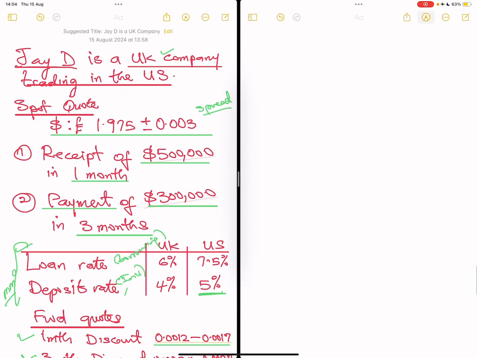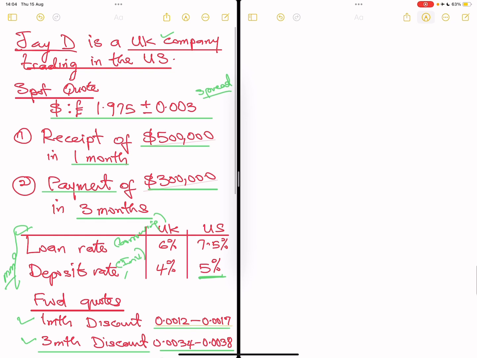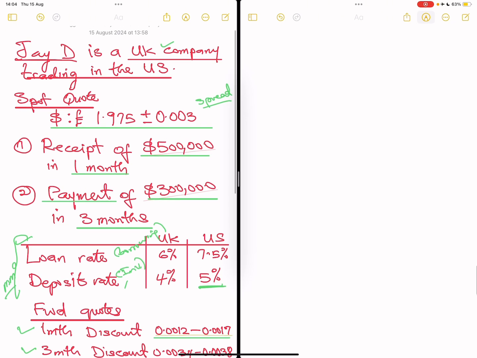So I put this question on the left together. We can use that to test our understanding of both the money market hedge and forward. So please pay attention to this.